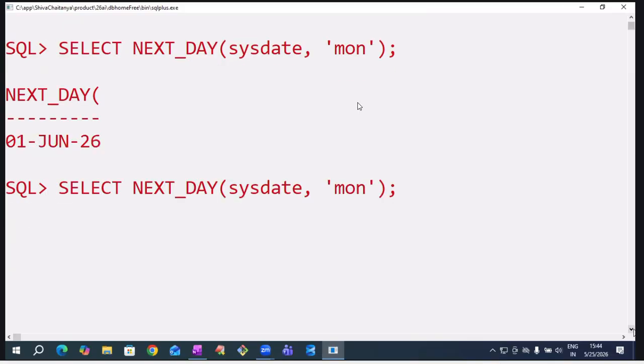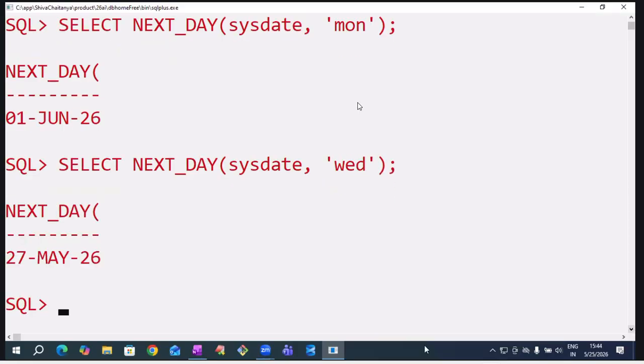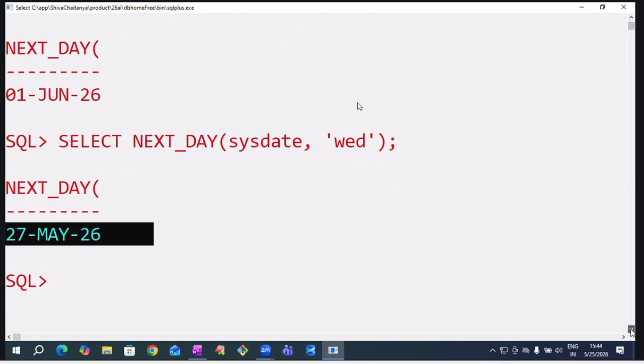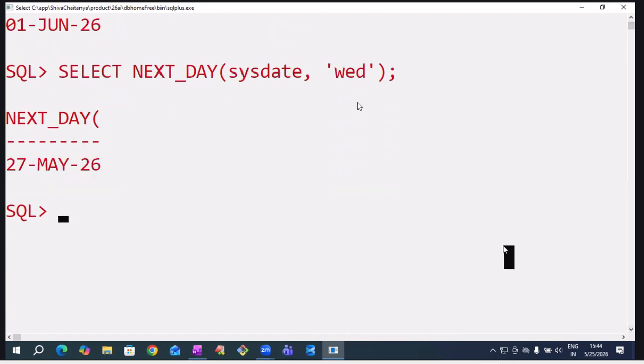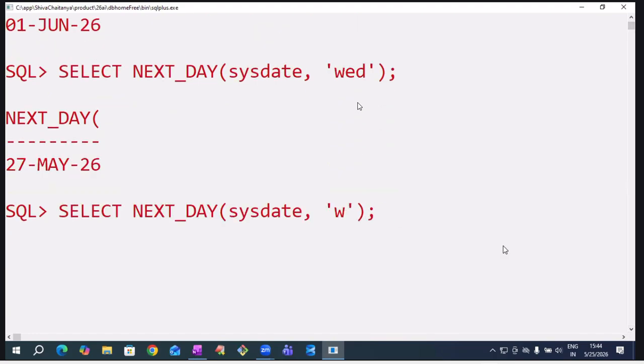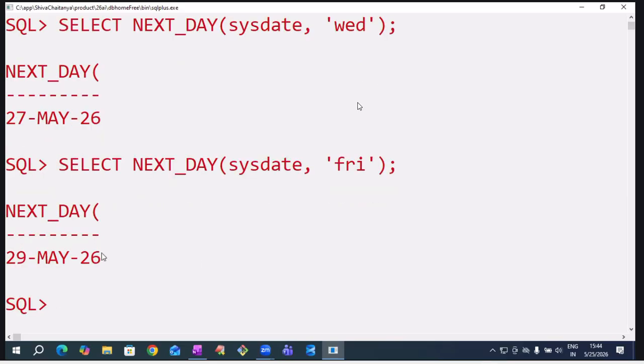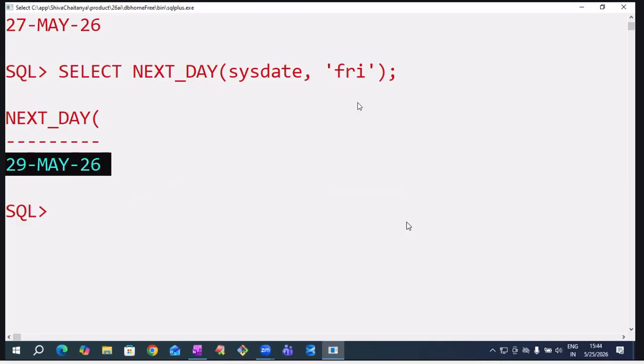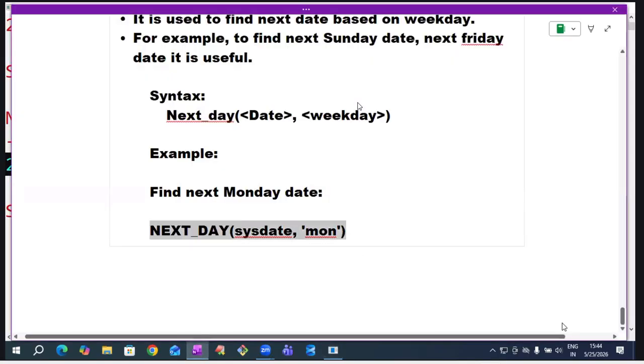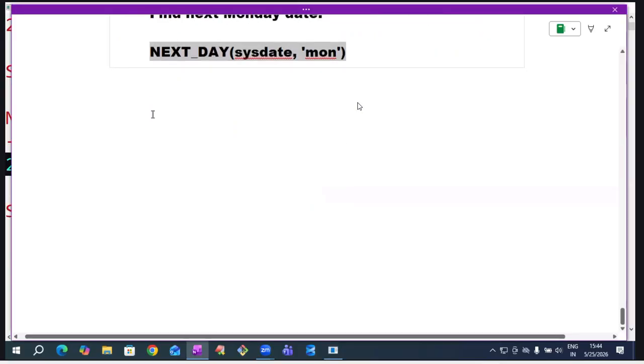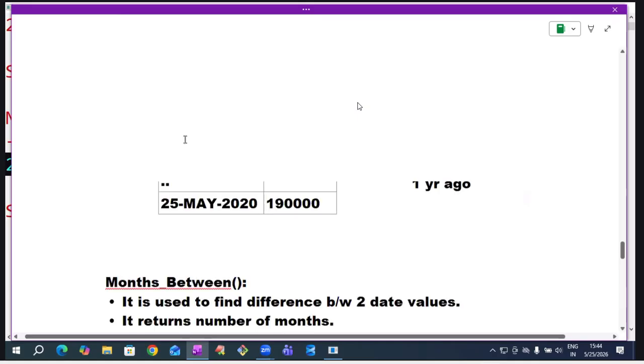Okay. For example, I want to find next Wednesday date. Sys date, comma, W. Next Wednesday date I am getting 27. Today is 25. Next Wednesday date 27. Next Friday date I want to find. Next Friday falling on 29. So like this to find next Sunday date, next Friday date, it is useful. So this is about next day.